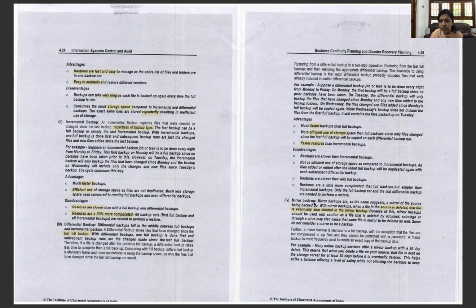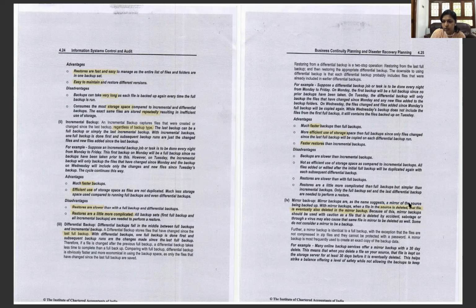Mirror backup is, as the name suggests, a mirror of the source being backed up. So it is just a copy of one backup kept in another place. What happens here? If this backup is going to be changed, this is also going to change. If here there's a deletion, here also there's going to be a deletion. So we have to be careful of what we are modifying in each of the places.